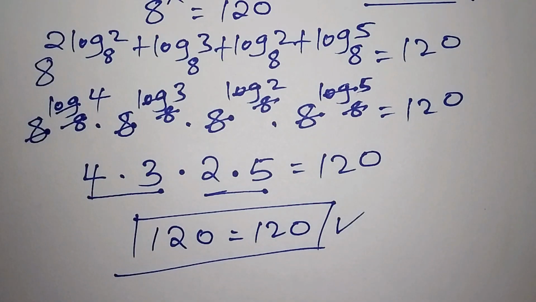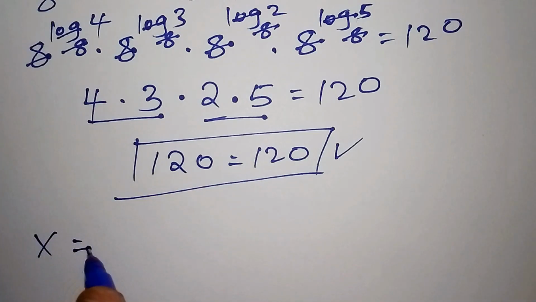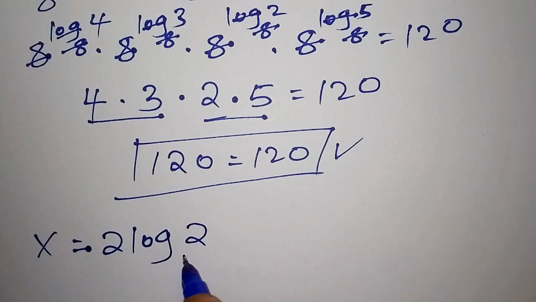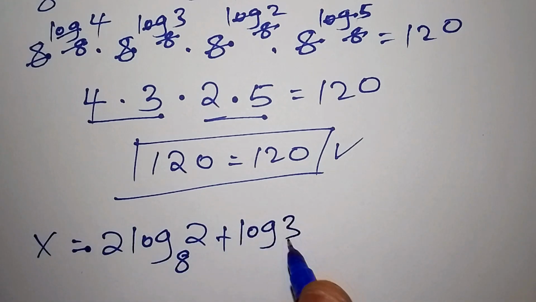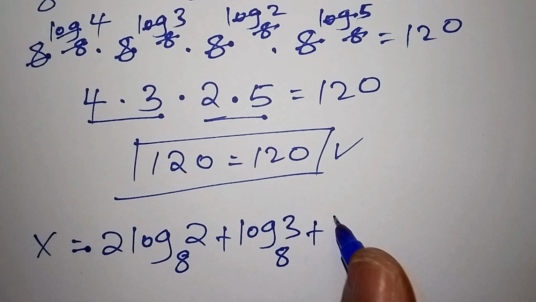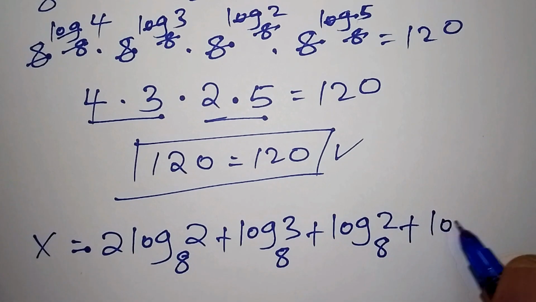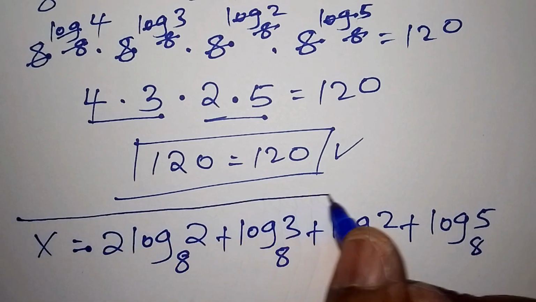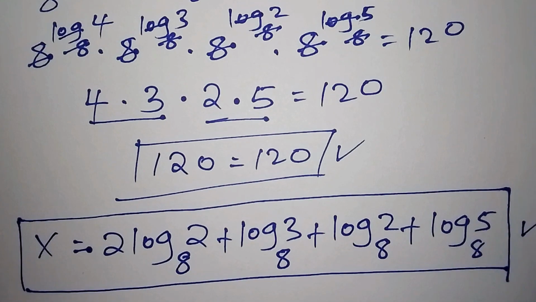When you say that the value for x, in this case, I repeat, is equal to 2, the log of 2 to the base of 8, then plus the log of 3 to the base of 8, then plus again the log of 2 to the base of 8, then finally plus the log of 5 to the base of 8. So if you get an answer that is not this one, then it means that there was a mistake that you made somewhere while working out this maths problem.